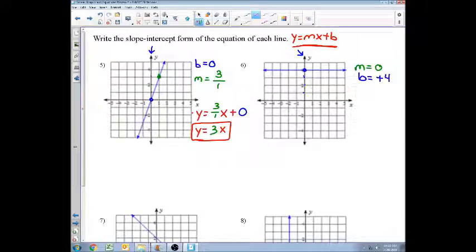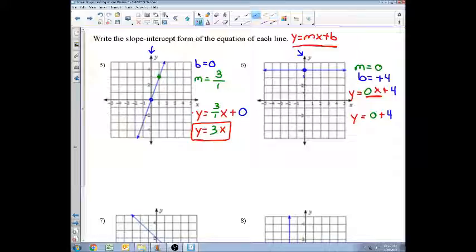All we have to do at this point is write our equation. So y equals 0x plus 4. If you remember from Algebra 1, anytime I multiply something by 0, which would be this case right here, 0 times x, that would just end up being 0. So I could rewrite this as y equals 0 plus 4 if I wanted to.